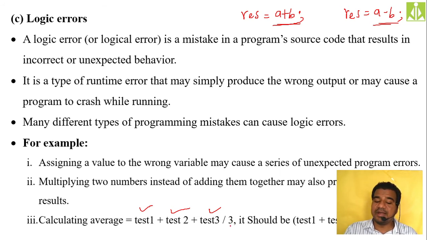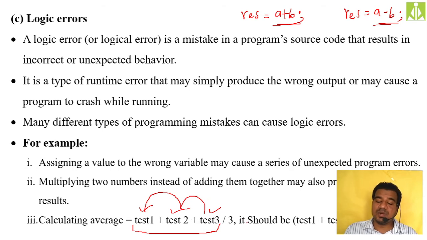We want to divide this 3 with this addition. Whatever sum we get from here to here, we want to divide that with 3. But if you write the statement like this, it will divide only this test 3 marks, and that will get added to test 2, and that will get added to test 1. Like that you will get the final average. That is an inaccurate, improper output, we can say.